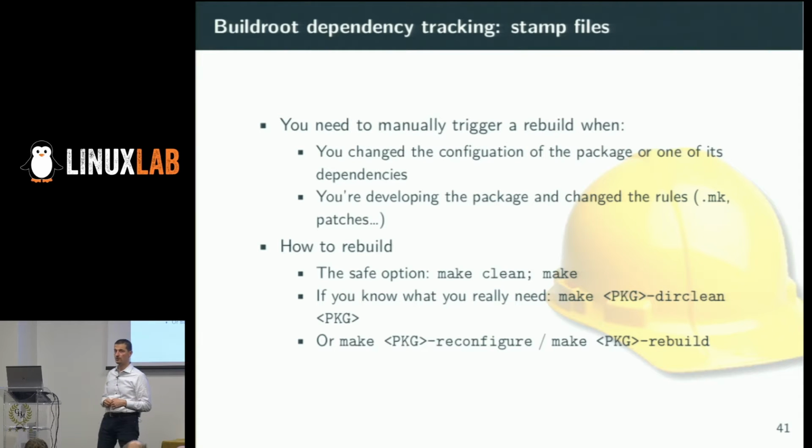In this case, you can trigger a rebuild in different granularities. The coarse granularity is just make clean, and make is the safest option. Remove everything, rebuild everything. It could take time, but if you're not really sure what you have to rebuild, it's safe. If you know what you want to rebuild, like I modified the rules for this specific package, you can just do make, name of the package, dirclean, name of the package. This dirclean will remove the build directory for that package, and then it will rebuild everything for that package.